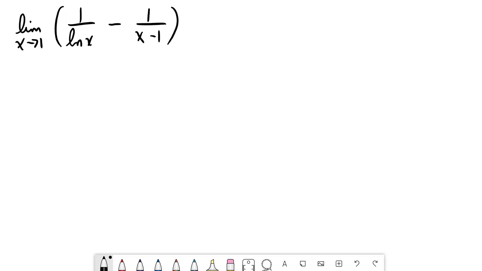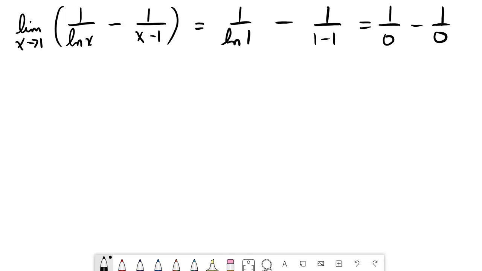And now we're looking at this problem: the limit as x approaches 1 of the quantity 1 over ln x minus 1 over the quantity x minus 1. If we do straight plugging in, what do we get? What is 1 over natural log of 1 minus 1 over 1 minus 1? Well, it's simply 1 over 0 minus 1 over 0, but we're approaching it.